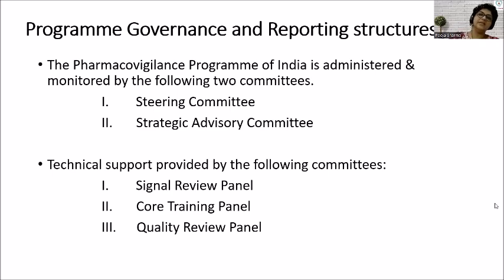So the program governance and reporting structures include two main committees, which are the Steering Committee and the Strategic Advisory Committee. They are the monitoring and administering committees, and technical support is provided by the Signal Review Panel, the Core Training Panel, and the Quality Review Panel. These panels all work in tandem with each other to ensure that the quality of the reports being collected is good. The review is very scientifically done with subject matter experts to identify if there is an identifiable signal.